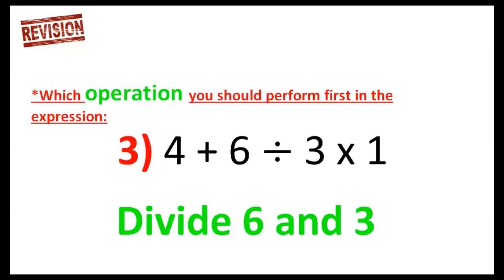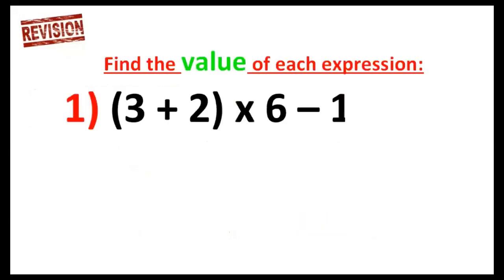So we are going to see the next example. Find the value of each expression. The first one: between brackets, 3 plus 2, multiplied by 6 minus 12 divided by 6. The first thing you have to do here is to finish the brackets. The brackets say 3 plus 2, so this is the first step in my solution: 3 plus 2 equals 5.